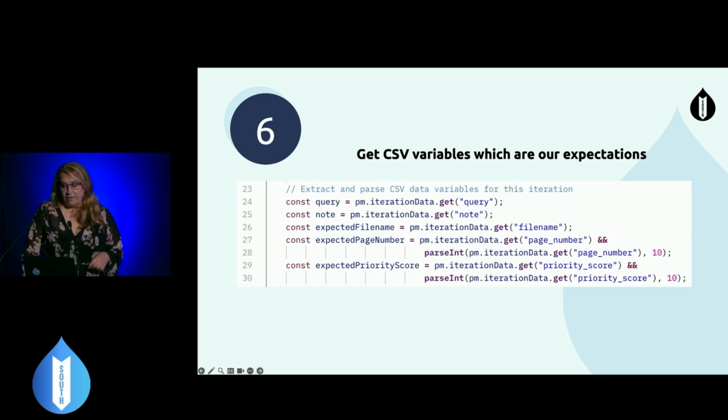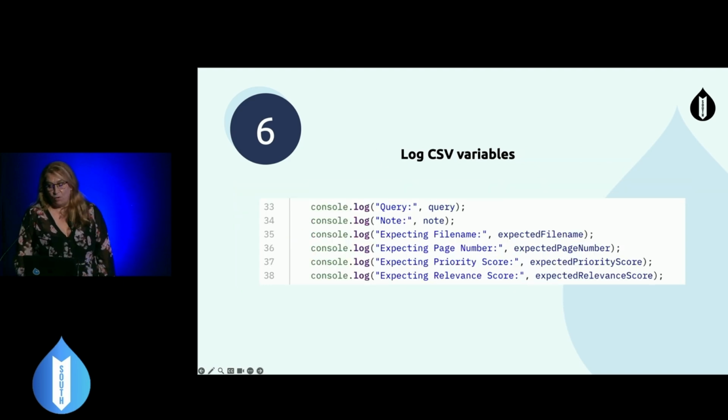When we run our test suite, the iteration variables are automatically populated at runtime with each row in the CSV file. Of course, we can access them in code to log or test our expectations. To access them manually, we would use pm.iterationData. And we log the query in the notes so that we have that information to display to testers. And for the page numbers and priorities, we pass them as integers to be able to compare them accurately. Now let's log all of our expected information to the console so we can see what we're testing. We have the query question, the note, the expected file name, the expected page number, priority score, and relevance score.